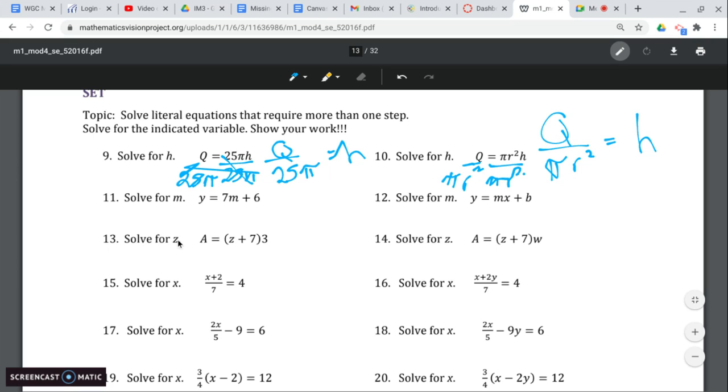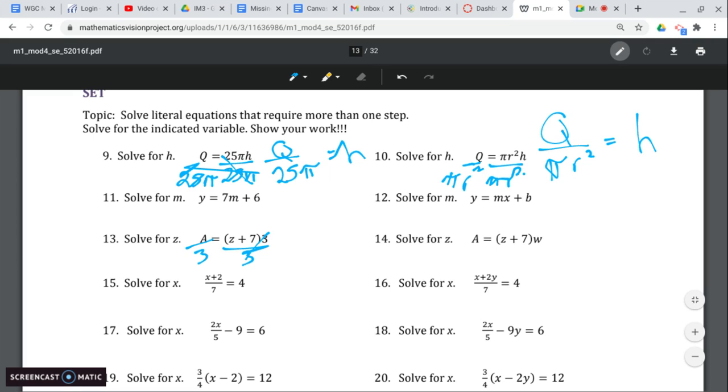All right, the next one we're looking at is number 13. We're solving for z in this case. So we have a equals z plus 7, times 3. In this case, what we want to do is get rid of this 3 first and foremost. So we can divide both sides by 3. Now, we could also distribute the 3 through. Either one will work. So there are different ways you can do this one. So that'll cancel out. Now we have a over 3 equals z plus 7.